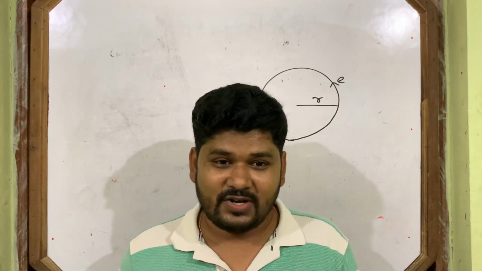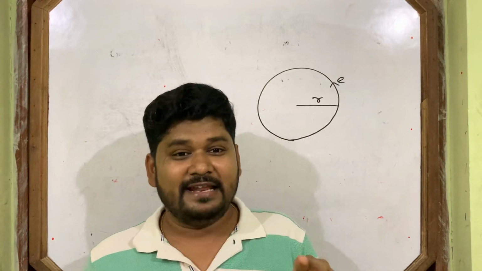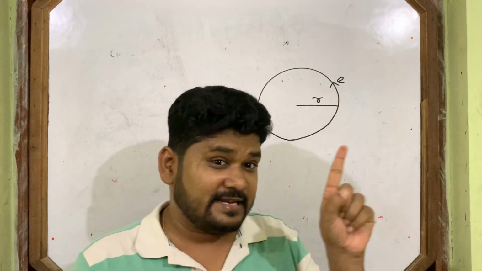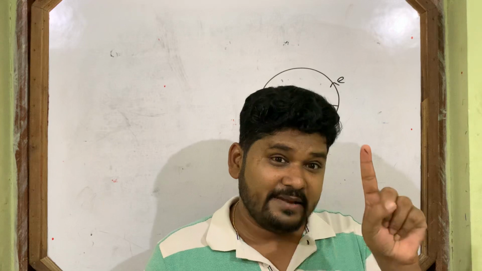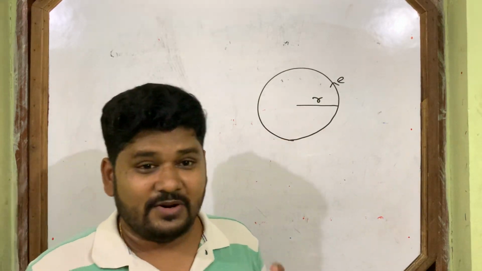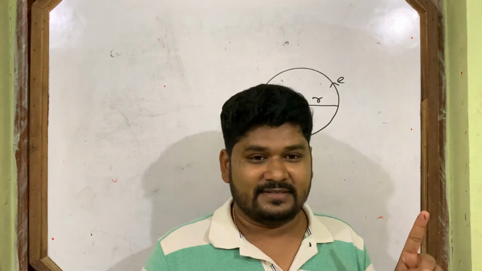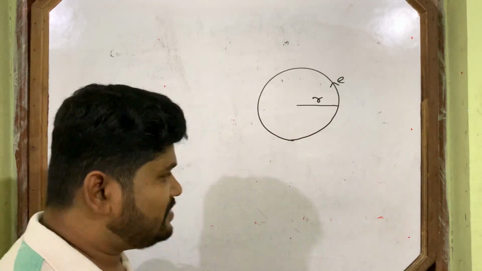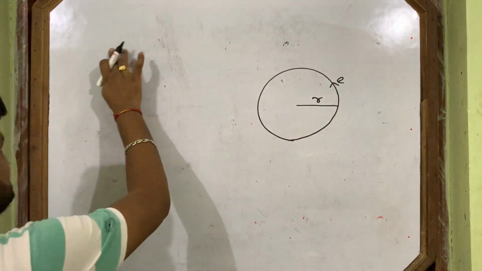So we will concentrate on only orbital magnetic moment. Remember, there is another magnetic moment called spin magnetic moment. In higher class you will read that one. We will read only orbital magnetic moment. Remember. So orbital magnetic moment we will see.